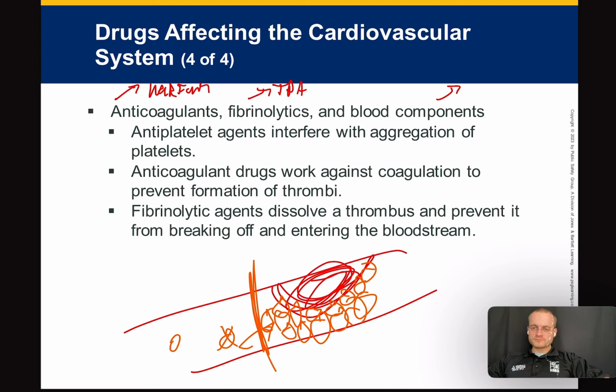Anticoagulant drugs work against coagulation and prevent formation of thrombi. Again, warfarin and heparin are examples of that. Fibrinolytic agents, so this is like TPA. These are drugs that we give in stroke. It's a very expensive drug, and you give it through the IV, and it'll find little blood clots and literally start chewing at them, and hopefully chew them apart to allow blood flow to go back through that area to restore function in a stroke, or sometimes we use this in heart attack as well.